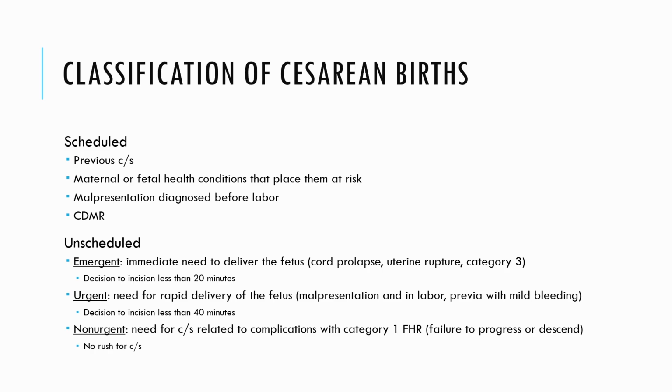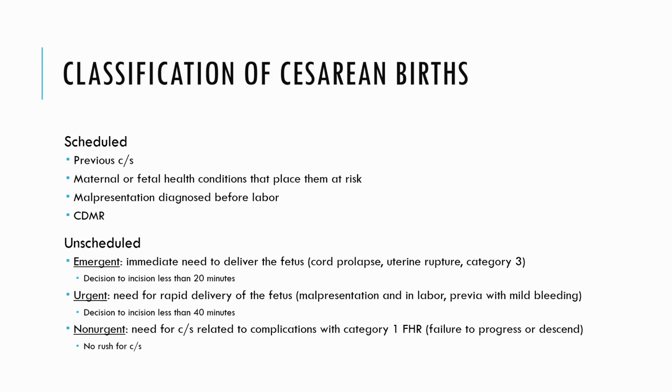The next one is called an urgent. There's a need for a rapid delivery of the fetus, but it's not quite as fast as an emergent. Examples would be mom goes into labor and baby's in a transverse position, or it's a malpresentation. Or mom comes in with a known placenta previa with mild bleeding, but our baby still looks okay. We don't need to bypass all the safety measures, but we do need to get that baby out fast. So the decision to incision time is less than about 40 minutes.